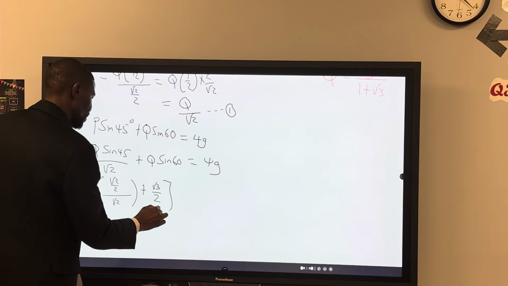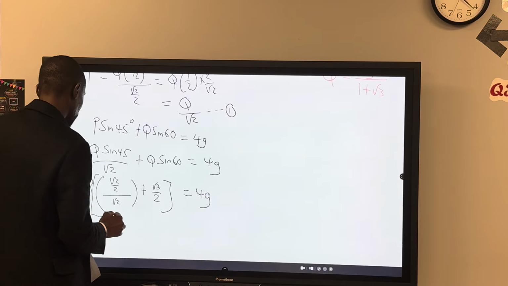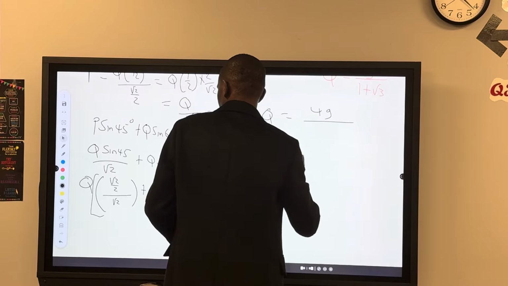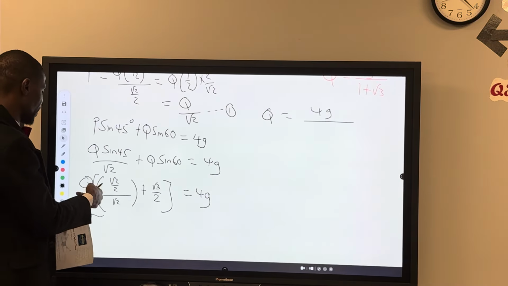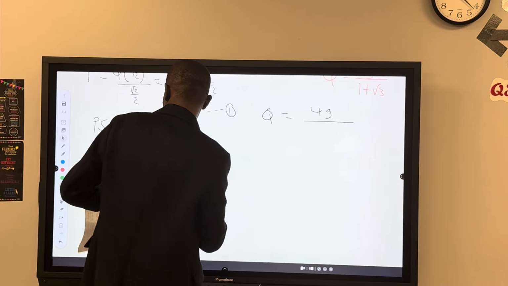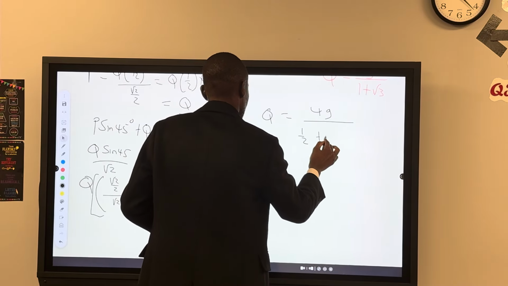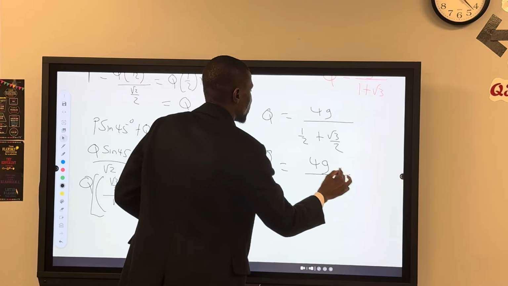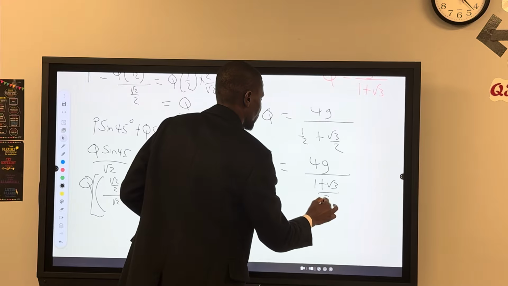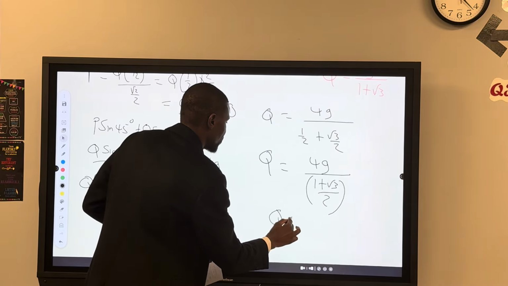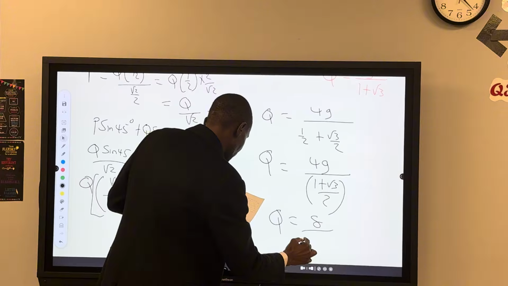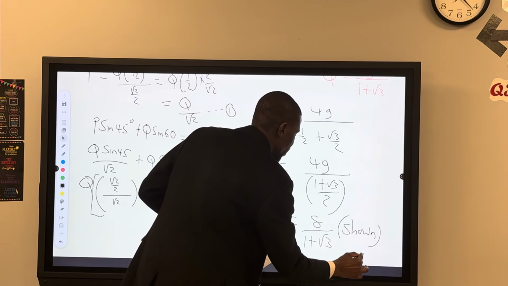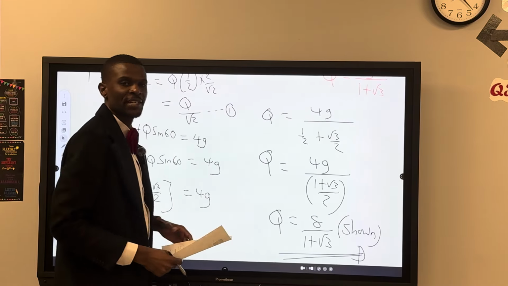Equal to 4G, right? So here, Q is equal to 4G over, if I keep change and flip, 1/2 plus root 3 over 2. So Q is equal to 4G over 1 plus root 3 over 2. Keep change flip, Q is equal to 8G over 1 plus root 3. Right. So this is exactly what we are required to show.